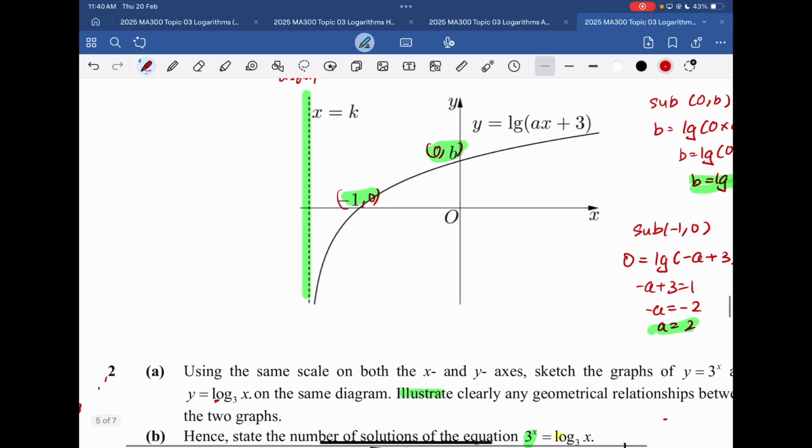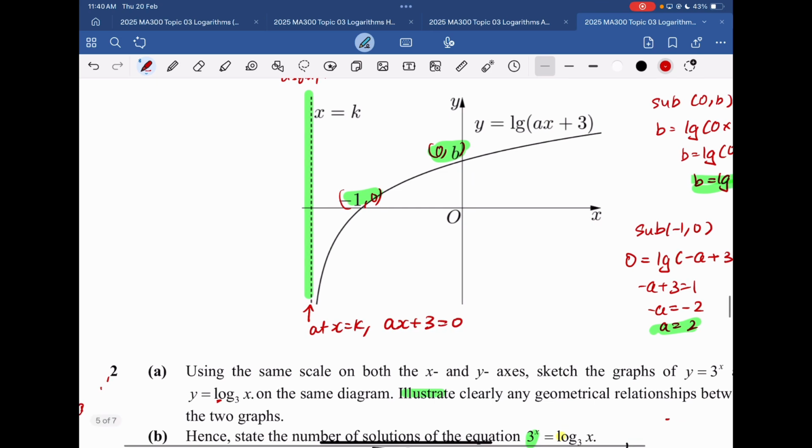So what does it mean? At this point here, at x equals k, basically ax plus 3 is equal to 0. This is where the function is not defined.